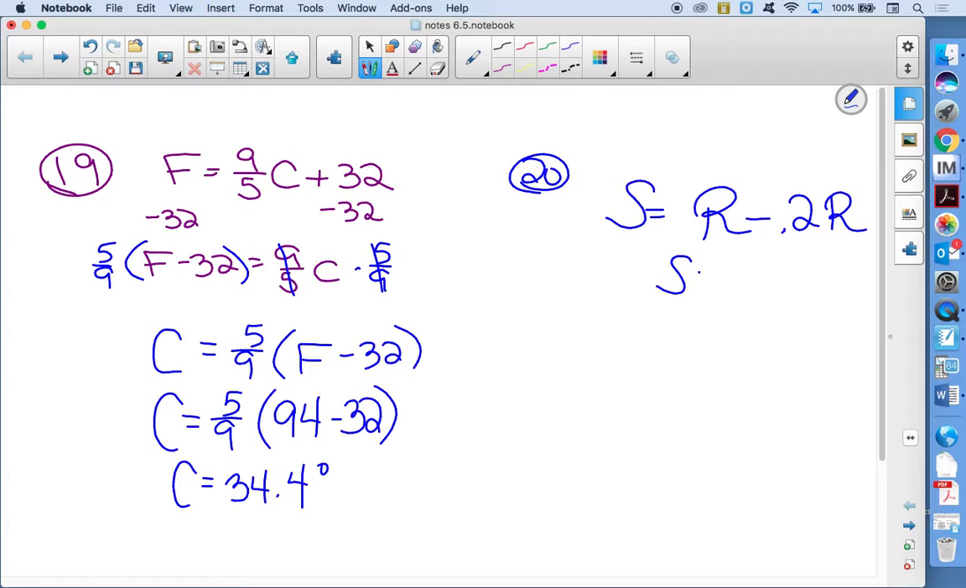So if we simplify that, R minus 0.2 R makes 0.8 R. So the sales price can be found by taking really 80% of your regular price. And that's what it means if you have 20% off, you're paying for 80% of something. So again, it says to write an inverse function.